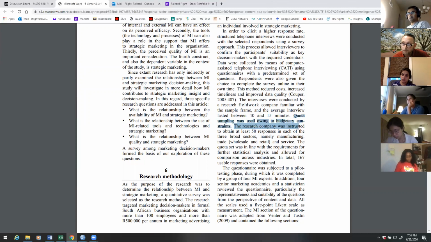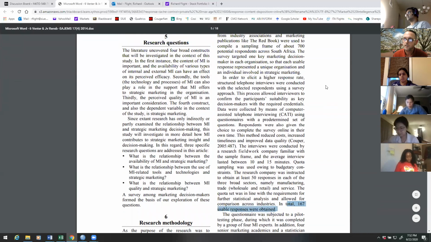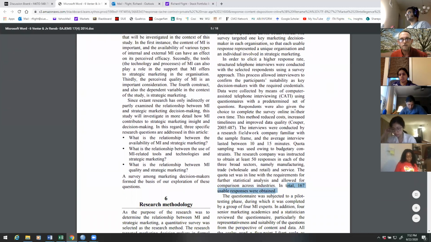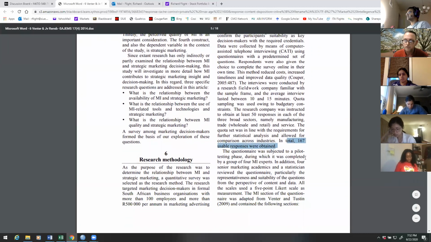They did quota sampling, which meant that they wanted a specific percentage or proportion of respondents from different criteria that they had. In total, they had 176 usable respondents, or sample. Okay, so their sample size is 167. That should give you some feedback. They had a sample frame of 700, so you could look at their response rate, and you could think about whether that's good or not, or manageable. You can think about whether 167 is a good number.